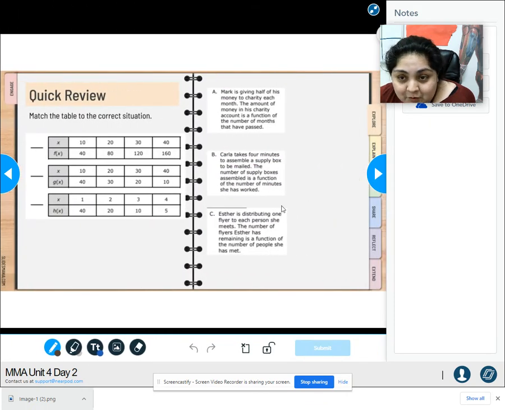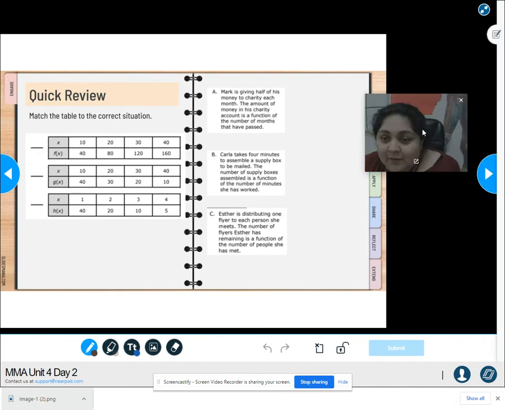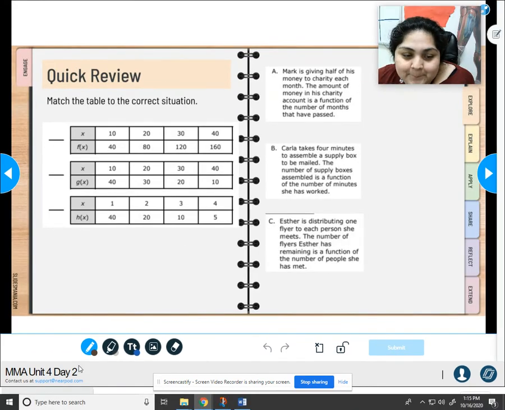Okay, so here's a quick review. Let me close this tab real quick so we have more room. All right. We're going to look at the word problem and try to see if we can match the table. Okay, that's what we want to make sure that we can do.